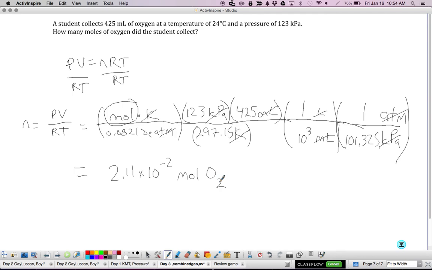All right, so this is an example of a problem where there are lots of things going on, even though it seems fairly straightforward. So just be careful about the units.